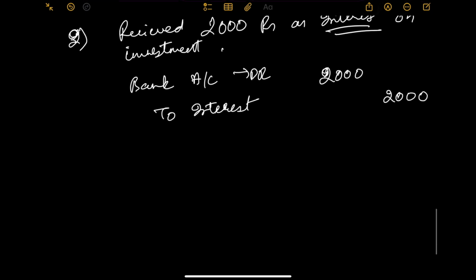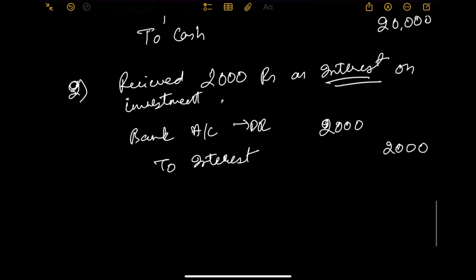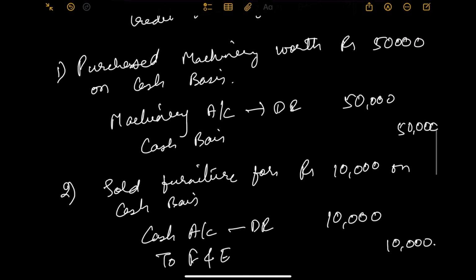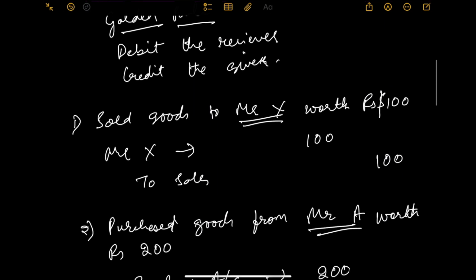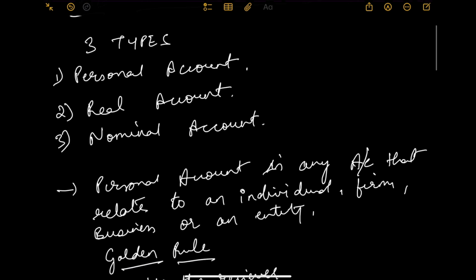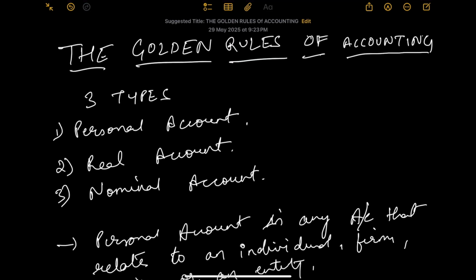Clear, guys? So these are some examples of the golden rules of accounting. I hope you have a general idea about what are the golden rules of accounting.